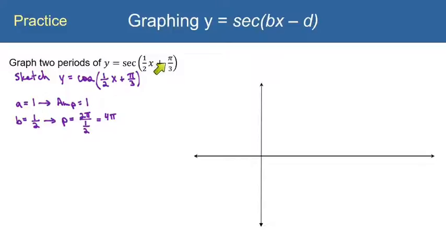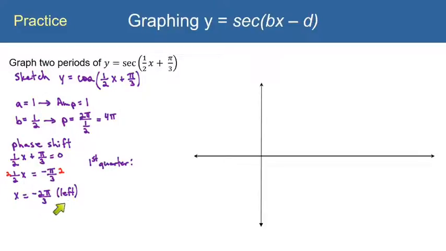And now let's figure phase shift. Now you can't just say that phase shift is pi over 3, because remember, B also affects phase shift. So to get phase shift, we'll have to take what's in the parentheses and set it equal to 0. We'll move the pi over 3 to the right side, and we'll multiply both sides by 2. And so the phase shift will be negative 2 pi over 3, or in other words, 2 pi over 3 to the left.